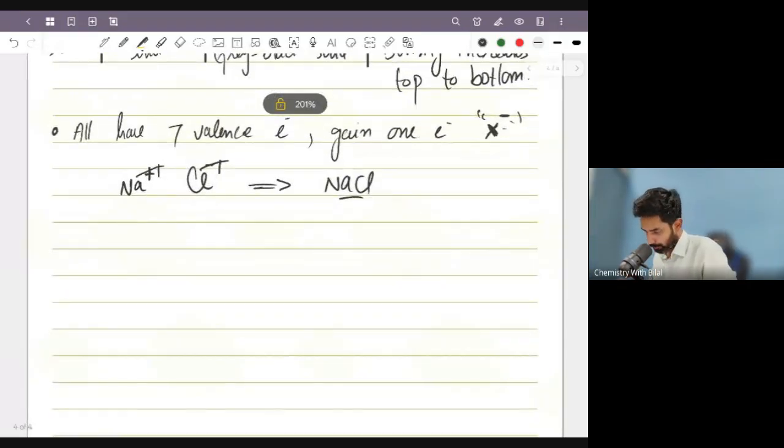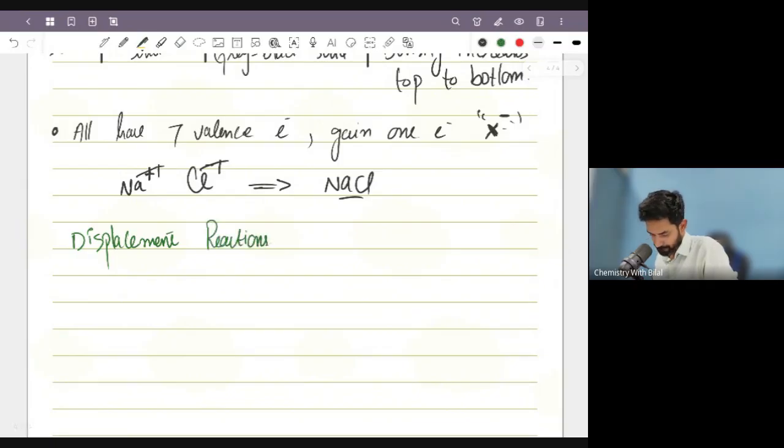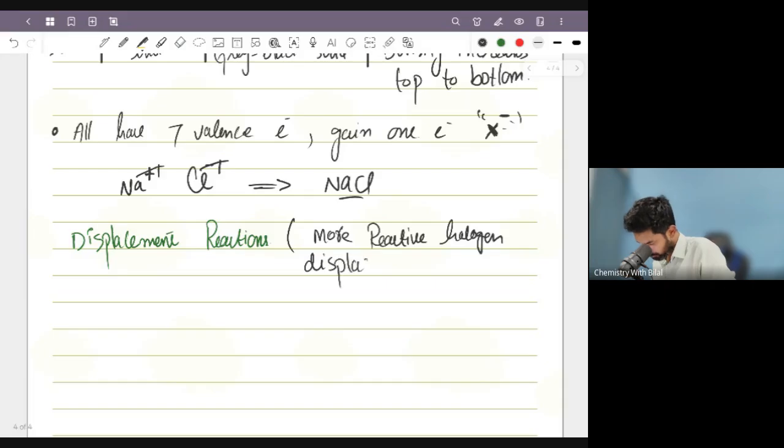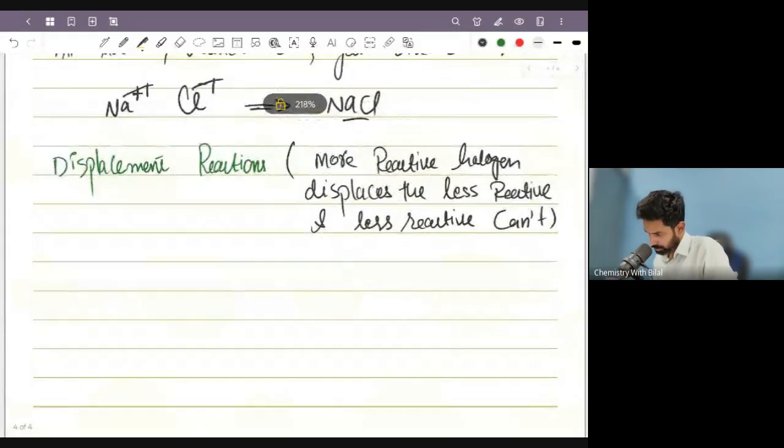Right? Important thing in group 7 are the displacement reactions. The only thing that we need to know here, the displacement reactions. And the principle of a displacement reaction is, a more reactive halogen displaces the less reactive, and the less reactive cannot. For example, है क्या ये बात जो मैंने की?